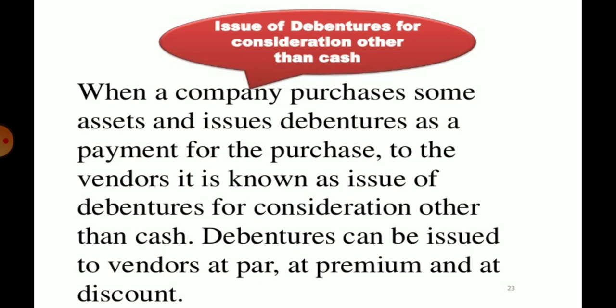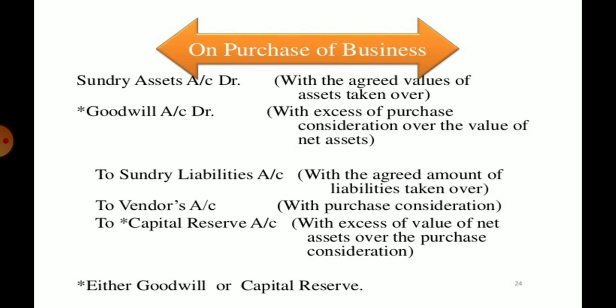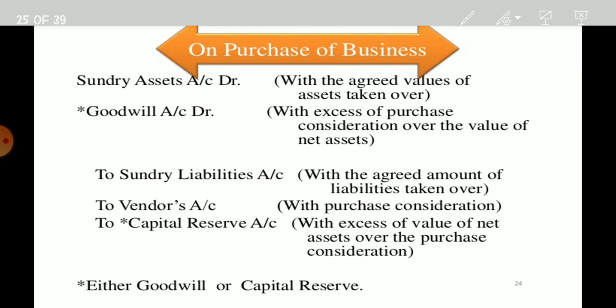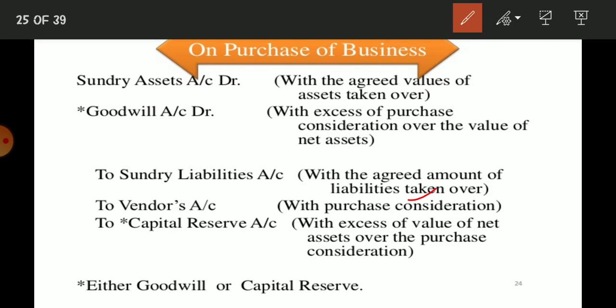Issue of debenture for other than cash. The company can purchase some assets and issue debentures as payment for the purchase to the vendor, which is known as issue of debenture for consideration other than cash. The debenture can be issued to the vendor at par, premium or discount. On the purchase of business: sundry assets, goodwill as balancing value, to sundry liability, to vendor, to capital reserve. Okay, so either capital reserve or goodwill will be transferred. If liability is excess, that will be goodwill. If asset is excess, that will be capital reserve.